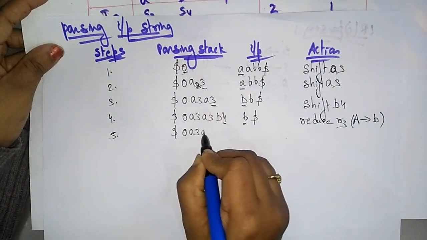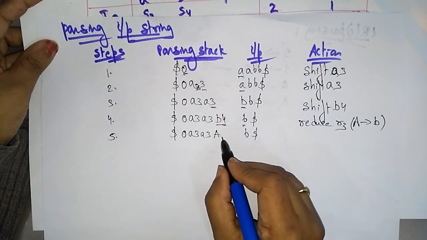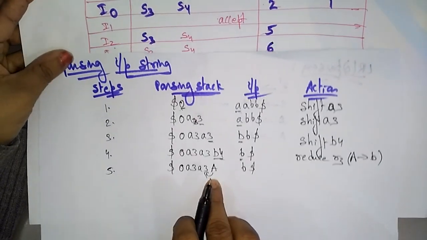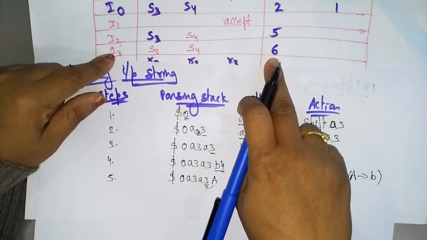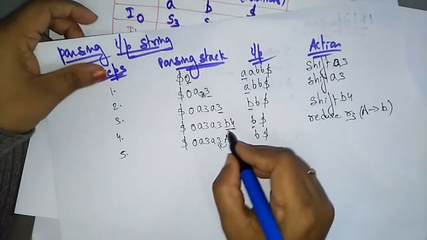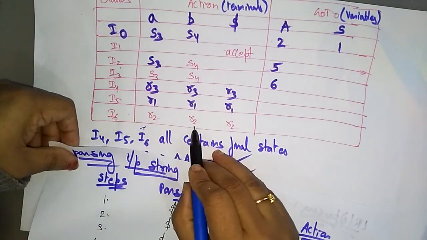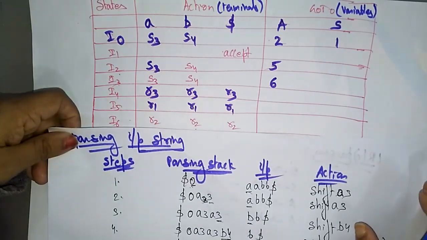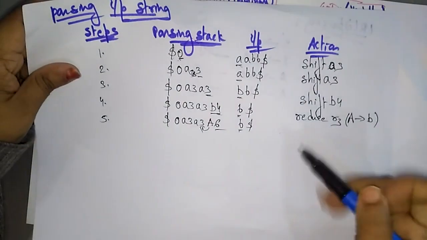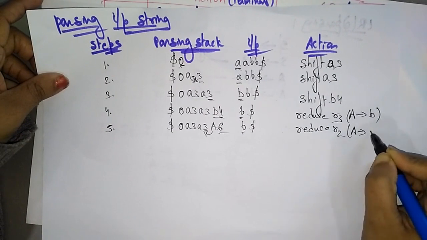So $0 A3, in place of B4 just write A. But for comparing, we need the numbers. With the numbers only you need to compare, but here there is no number. So just take A3. What is A3? In I3, A is having 6. So just write 6 here. Now check 6 and B. So what is I6 and B? This time reduce R2. So according to our production rule, what is R2? R2 is A determines AA. So reduce R2, that is A determines AA.